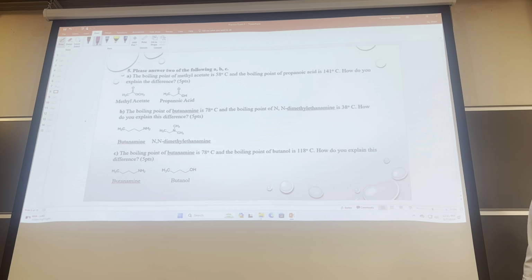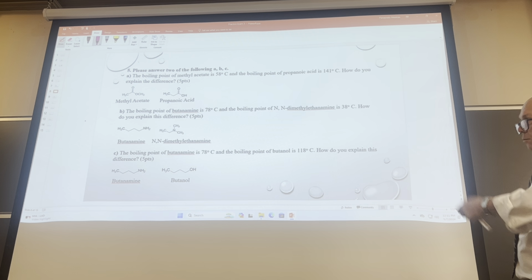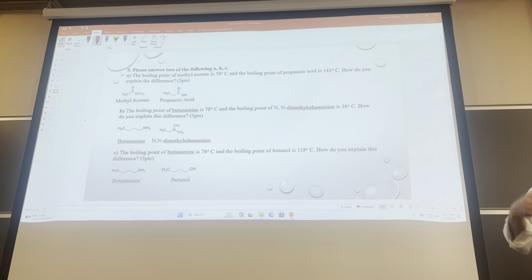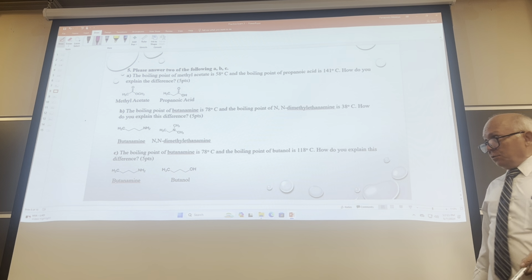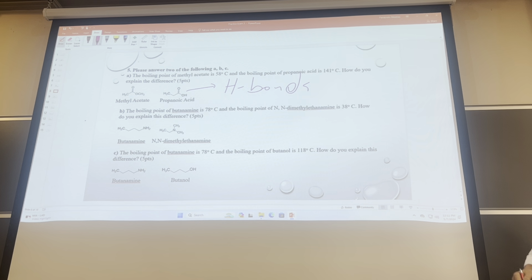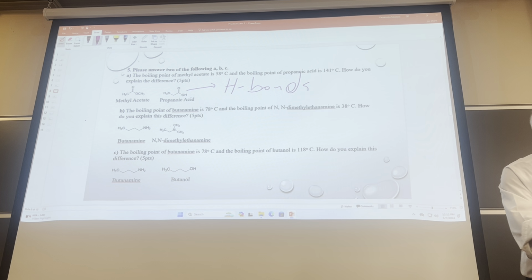Okay, answer 2 of the following. The boiling point of methyl acetate is 58 degrees and the boiling point of propanoic acid is 141 degrees. You notice that I use molecules that have the same molecular weight, so to prevent you from the temptation to say one is bigger than the other. One is not bigger than the other. They have the same molecular formula. The only difference is that the propanoic acid makes hydrogen bonds, so it has stronger attractive forces than the other one.